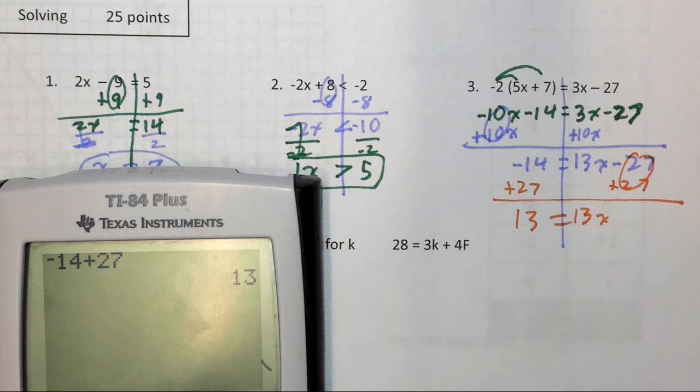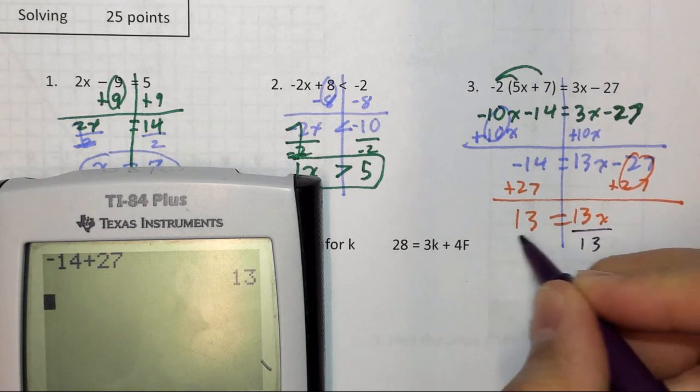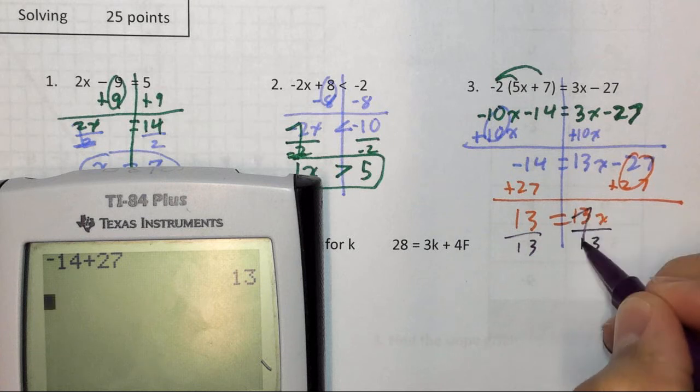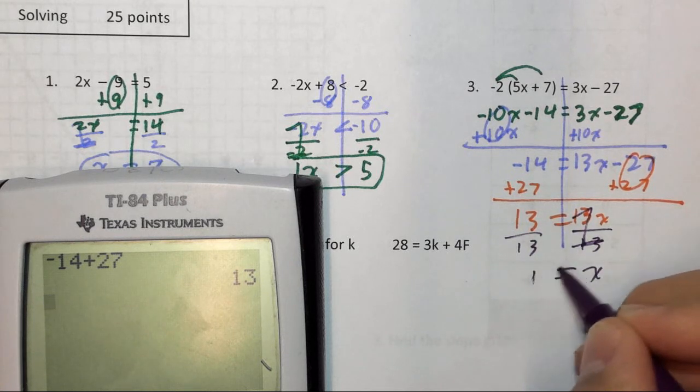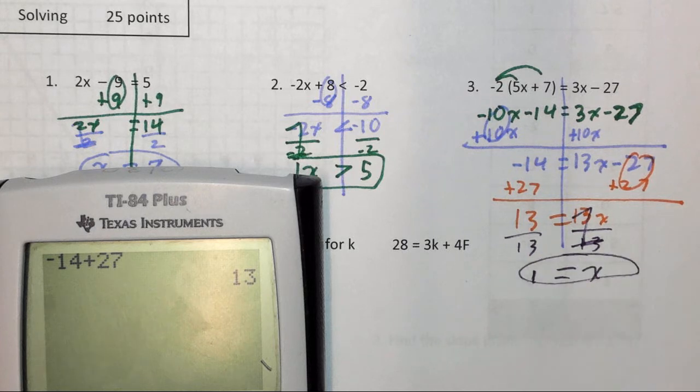And then at the very end, we divide by 13, divide by 13, so that goes to 1, there's your x, and this goes to 1 there as well. x equals 1.